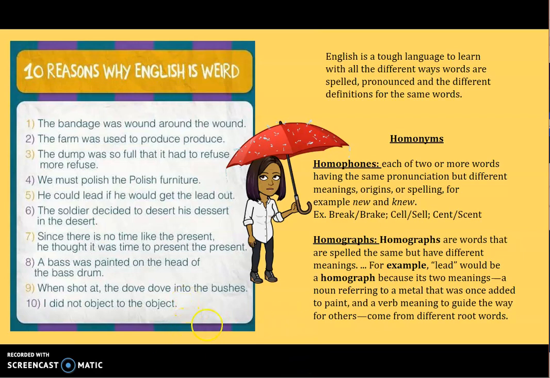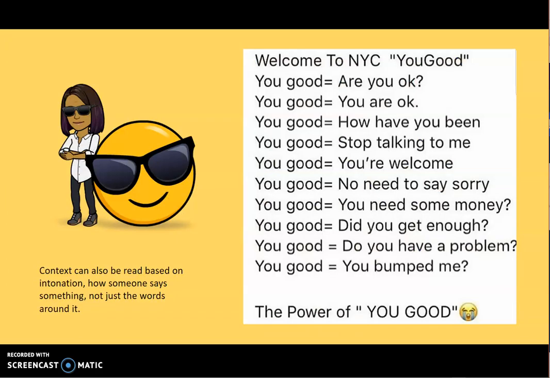So even these, and they're kind of funny, so that's why I like to use them. The bandage was wound around the wound. The farm was used to produce produce. The dump was so full they had to refuse more refuse. So depending on how it's used in a sentence, you're going to have to figure out what the definition of the word is and how they're using it.